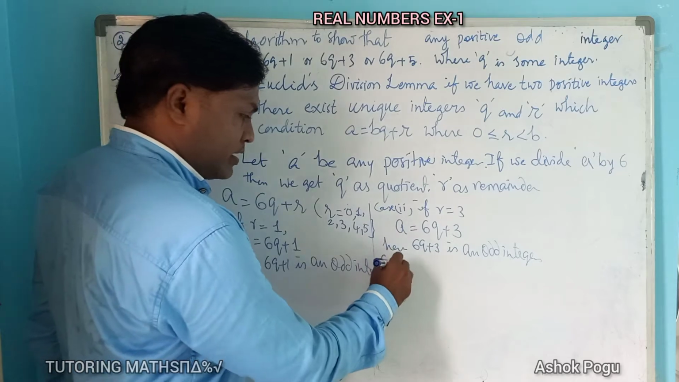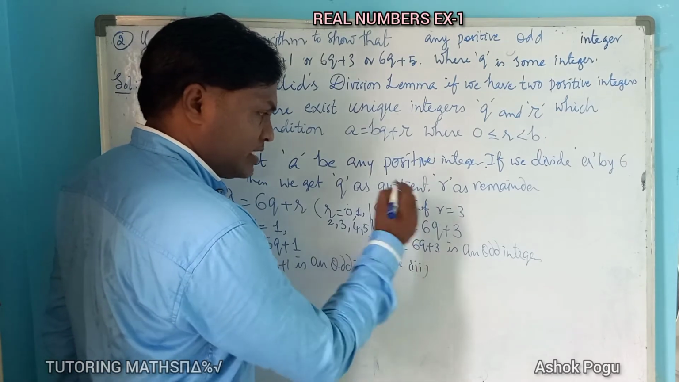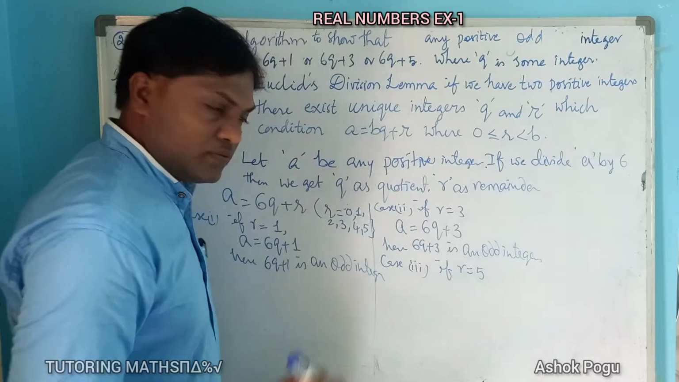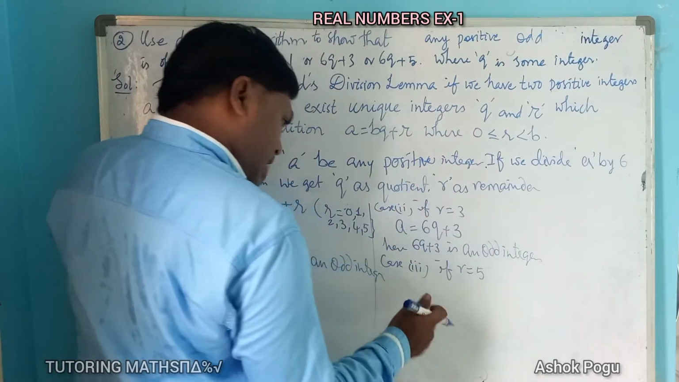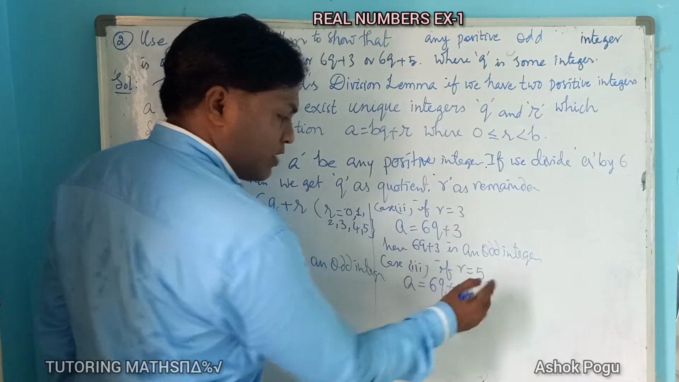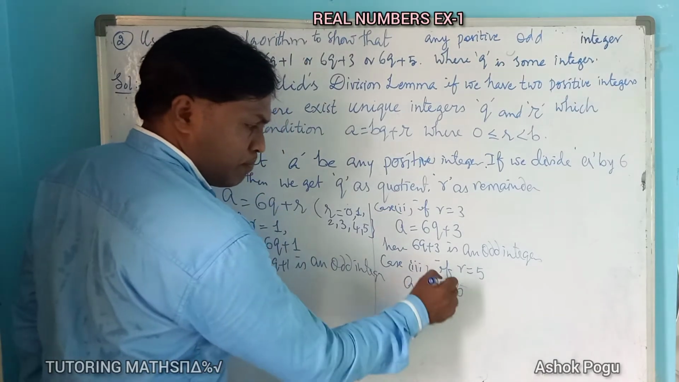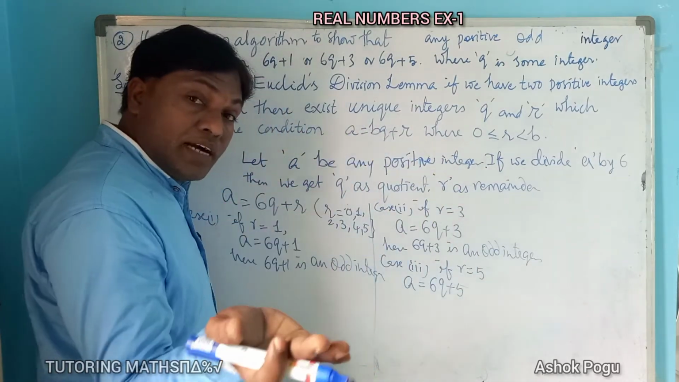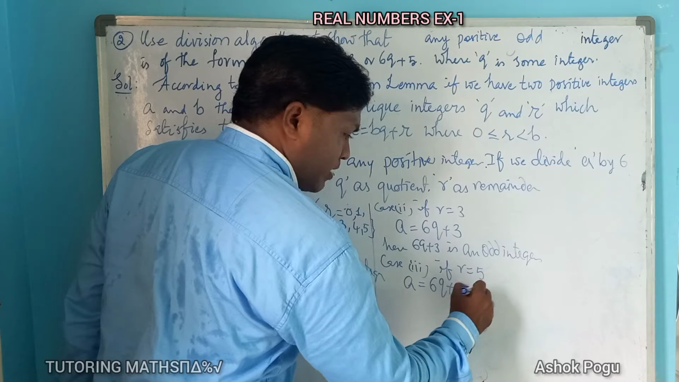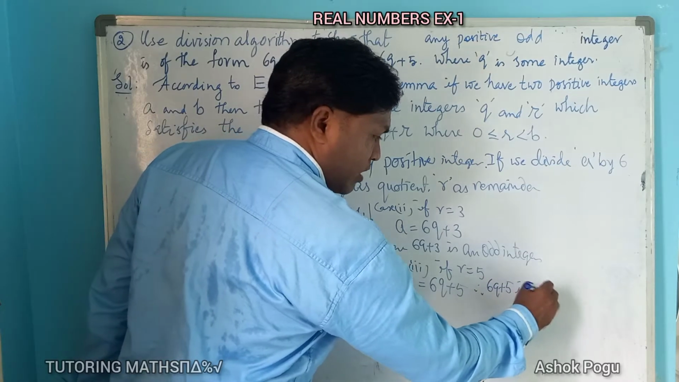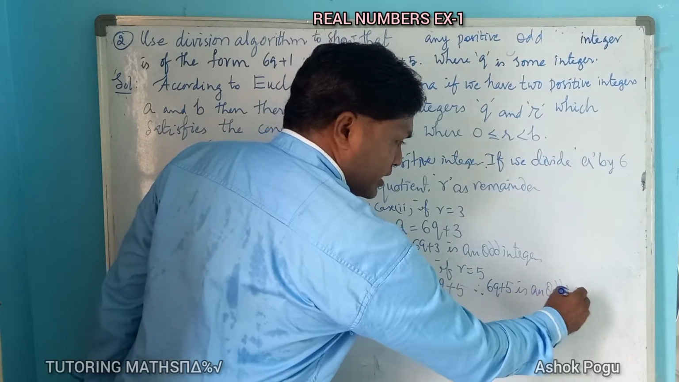And case number 3, let us see the third case. If r is equal to 5, next 1, 3, 5, and what would be A? A is equal to 6 cube plus 5. Once again, even plus odd becomes odd. So therefore 6 cube plus 5 is an odd integer.